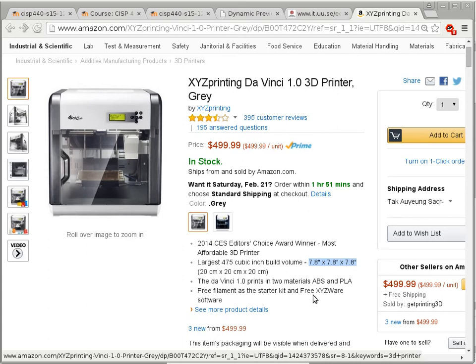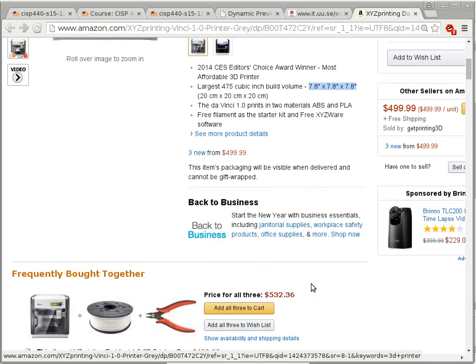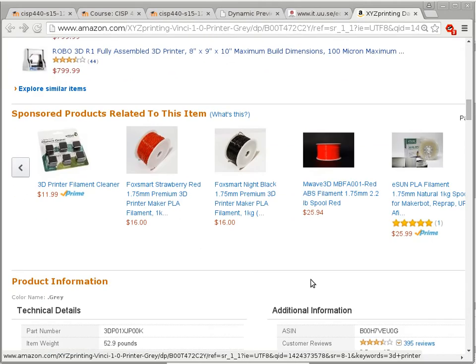Now I want to find out what is the resolution of this thing. Let's take a look.